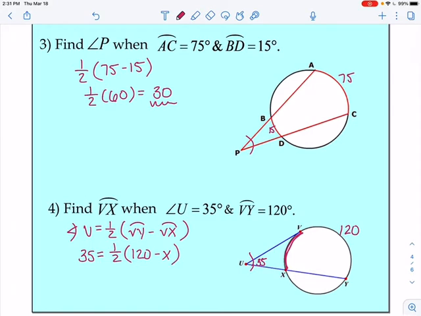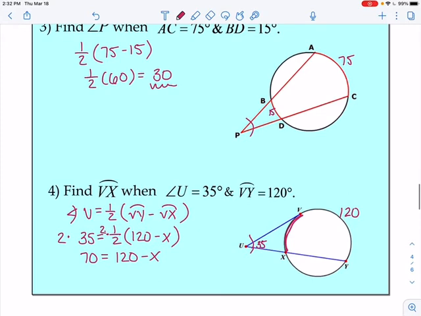So same thing here. To get rid of that 1/2, I'm just going to multiply both sides by 2. Again, 2 times 1/2 just knocks out and gives you 1. And on the left-hand side, 2 times 35 is 70. And that's going to equal 120 minus x. Subtract 120 from both sides. And 70 minus 120 will give me an answer of negative 50.